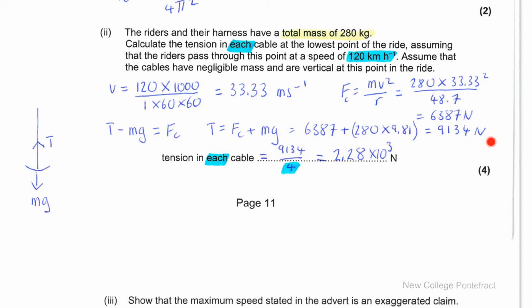Now, one final step. Having found the tension in the cables, I need to be aware that I want the tension in each cable. 4 cables were sharing this force, so the final step is simply to divide by 4 and consider an appropriate number of significant figures. Zeros are always a little bit ambiguous, but I'm erring on the side of caution and keeping with 3 significant figures.